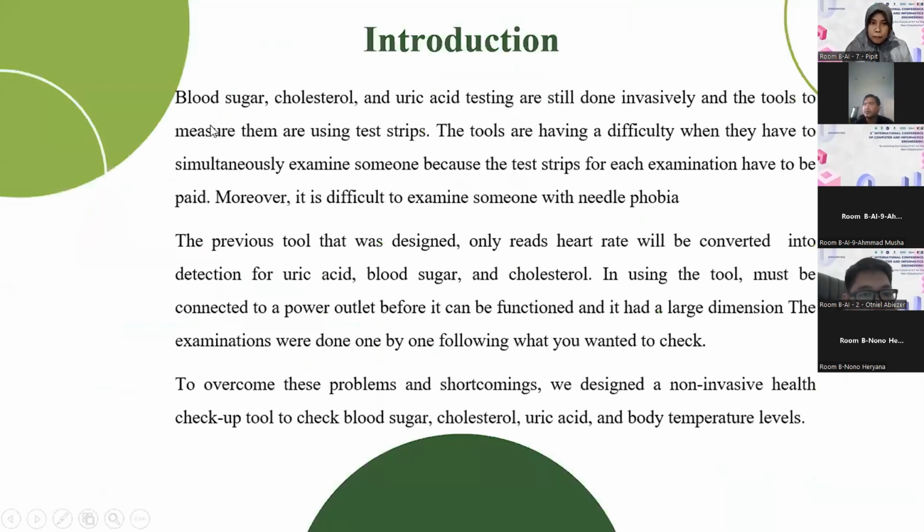Blood sugar, cholesterol, and uric acid testing are still done invasively, and the tools to measure them use test strips. The tools have difficulty when they have to simultaneously examine someone because the test strip for each examination has to be applied. Moreover, it is difficult to examine someone with needle phobia.